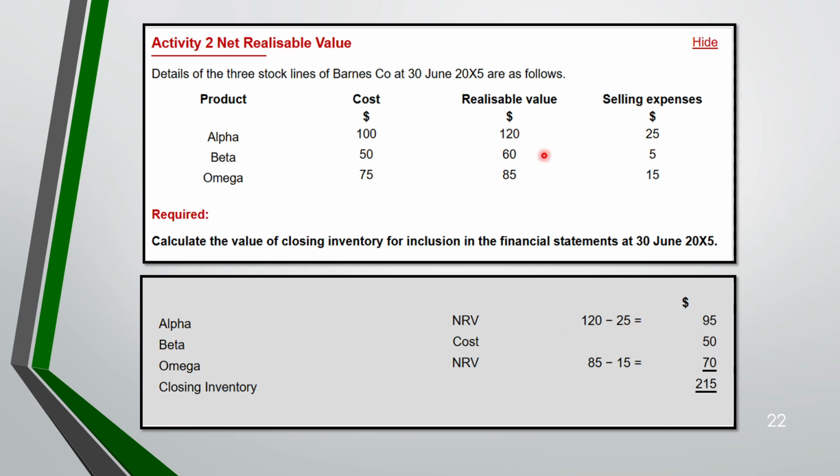Coming to beta. Beta, 60 minus 5 is 55. But cost is even less, so it is at cost, 50. Coming to omega, 85 minus 15 is 70 versus 75. So 70 is the lower net realizable value. And the total is 250.